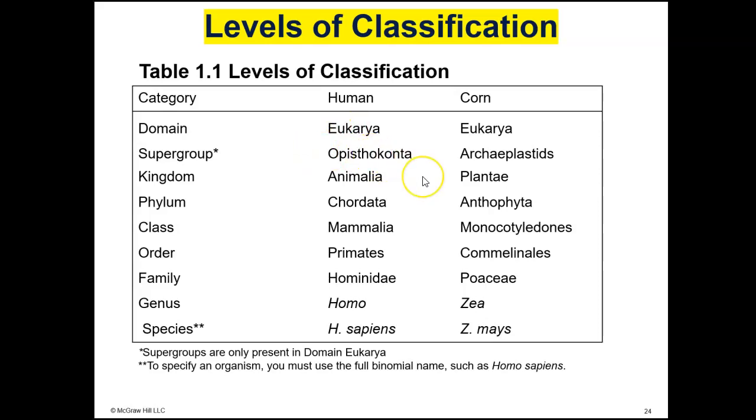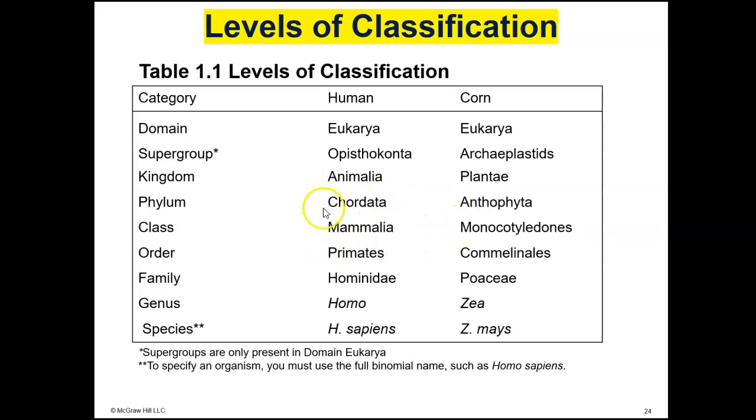The supergroup is the Opisthokonta, which includes the animals and the fungi, and then some of the protozoans. The kingdom is Animalia, which includes the animals. The phylum is Chordata, which just means that humans have a notochord. And most of the members of the phylum Chordata are vertebrates. So we'll just keep it simple. Most of them have a backbone.